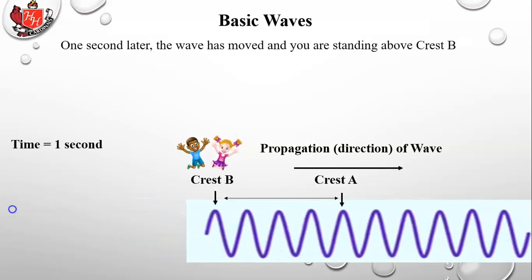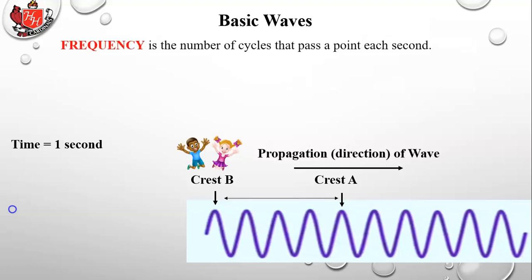Now 1 second later, the wave has moved and you are standing above crest B. During this time, 4 cycles have passed you, so count. From crest A, you go down and up 1 time, down and up a 2nd time, down and up a 3rd time, down and up a 4th time. So that's 4 cycles.